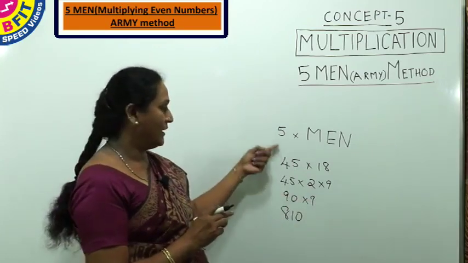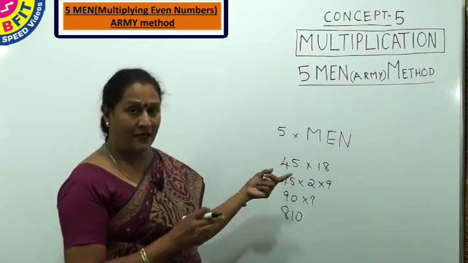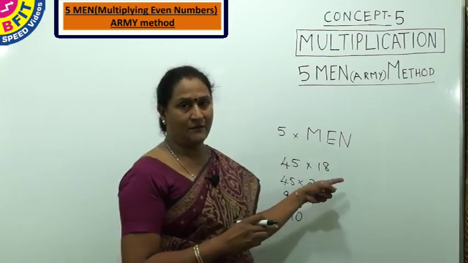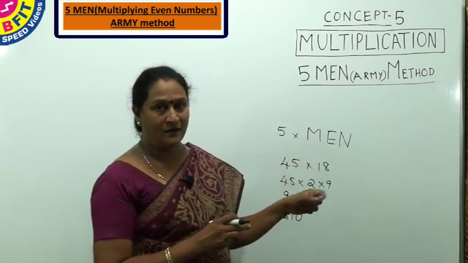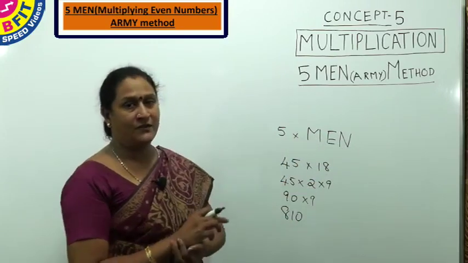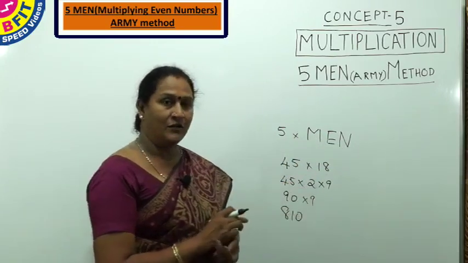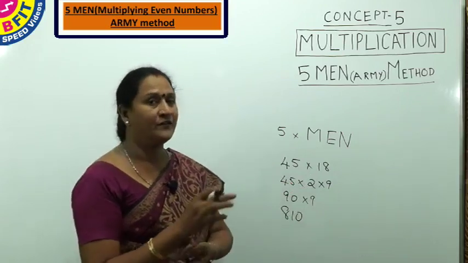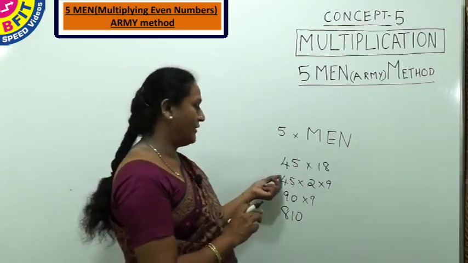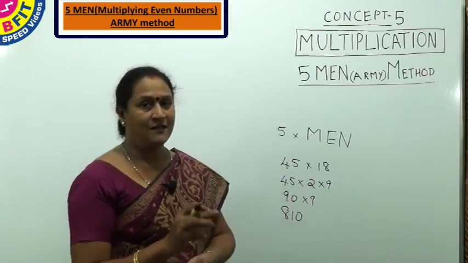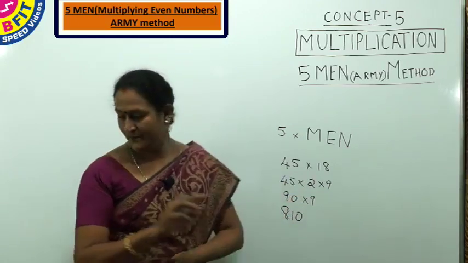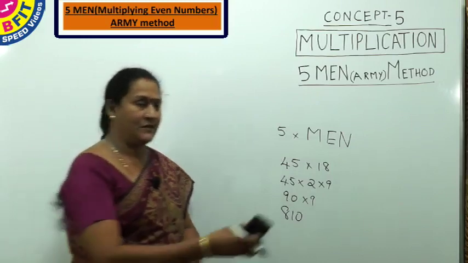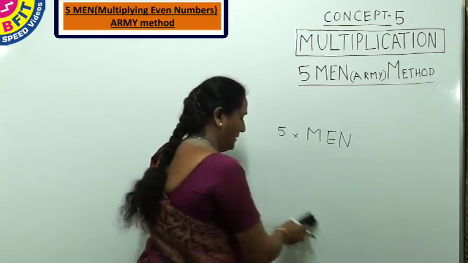So we are multiplying a number ending with 5 with an even number, taking out the factor 2, and we can make our work easier. So here 45 into 18 is 810. We'll see another example, one more example.